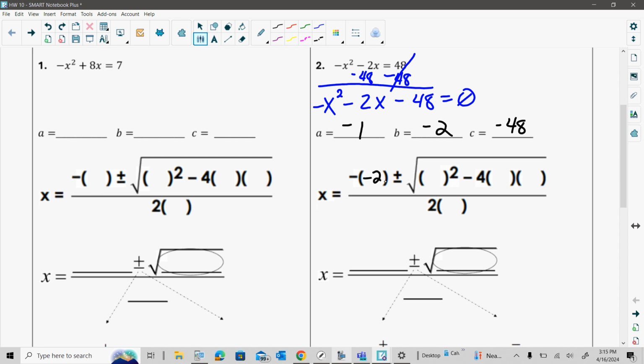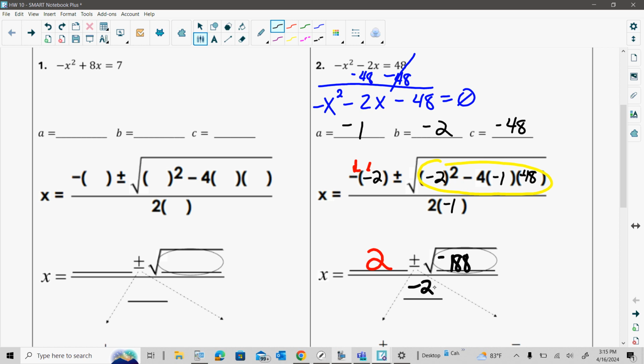This would be a negative 2, 2 squared minus 4 times parentheses negative 1, negative 48, excuse me, and negative 1. So when we simplify this, because we have a negative and a negative, that becomes a positive 2. Then we're going to do the order of operations for this part. This gives me a negative 188, all over a negative 2.